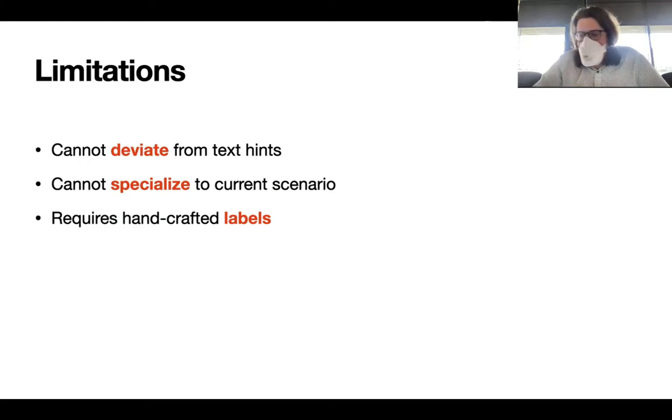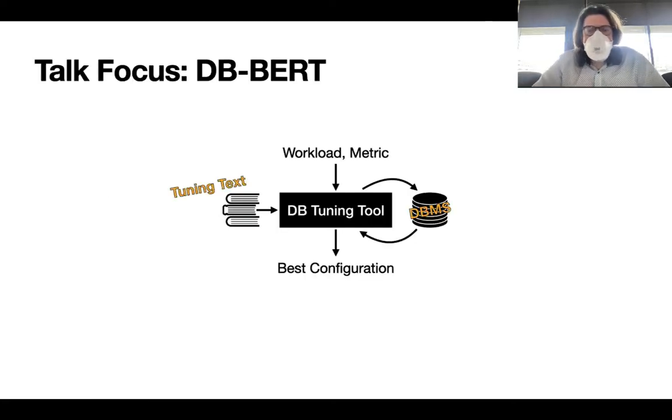So this is why we continued working on this and came up with DB-BERT, which is a system that uses hints mined from text documents, but on the other side, it just uses those hints as a starting point and then does reinforcement learning-based exploration and tries out configuration settings with the database management system and measures the performance that it gets. So that is the DB-BERT system, and in the following, I'm going to explain that in more detail.